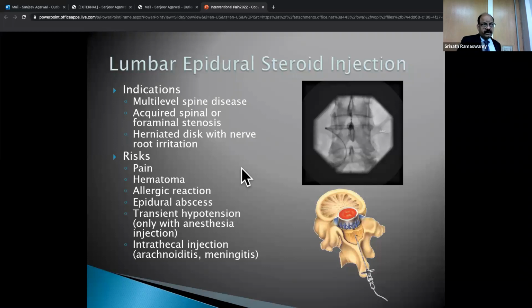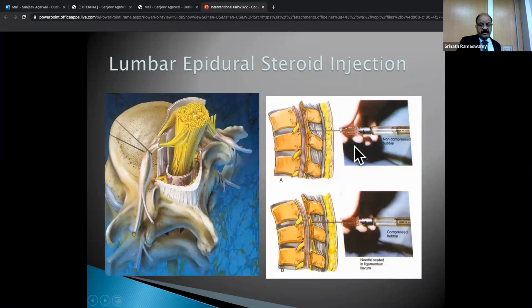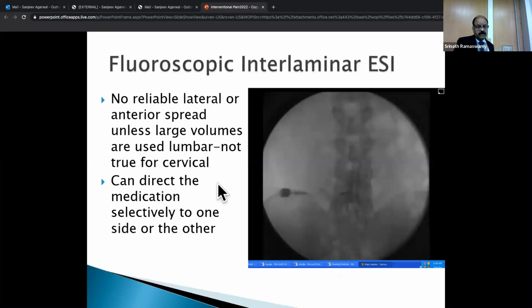The advantage is that you are injecting the medicine through the interlaminar space into the epidural space. These are the structures that you would be going through, including the skin, subcutaneous tissue, supraspinous ligament, interspinous ligament, and the ligamentum flavum. Once you are in the epidural space, you inject the contrast material followed by a low dose of cortisone. You can spread the medication over 2 to 3 levels depending on volume, and depending again on the volume, it spreads laterally and sometimes anteriorly as well. Again, it is a very safe injection, but there is always a risk of infection, bleeding, and spinal headache.